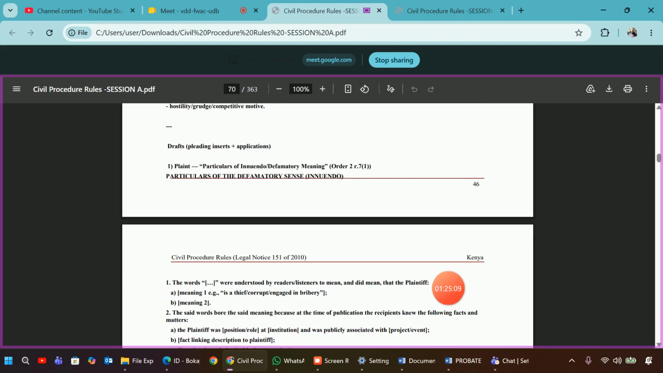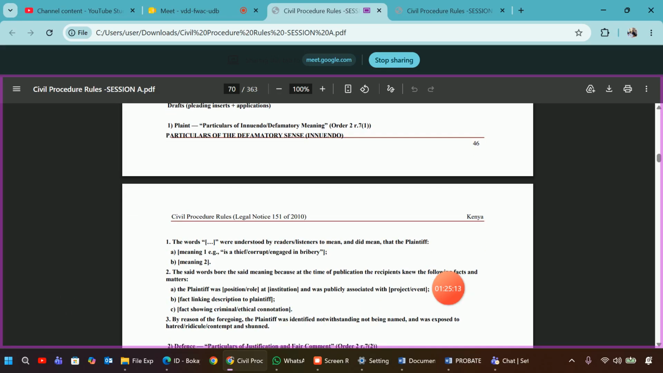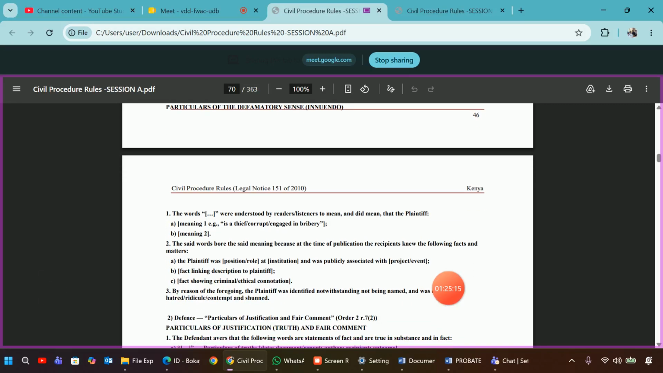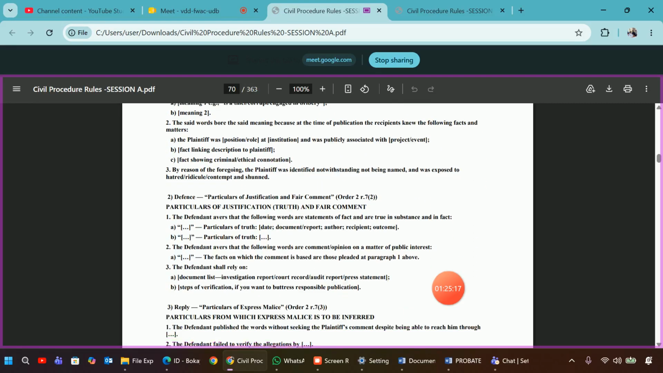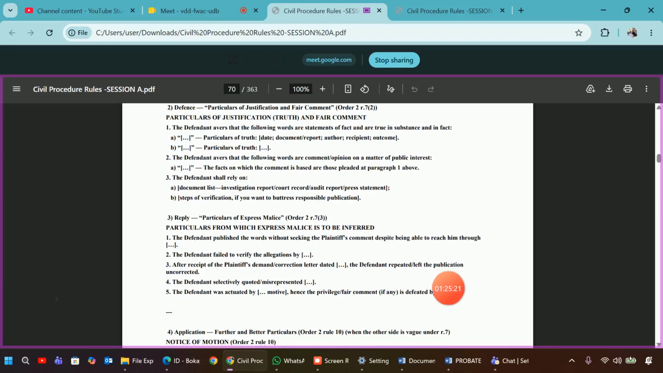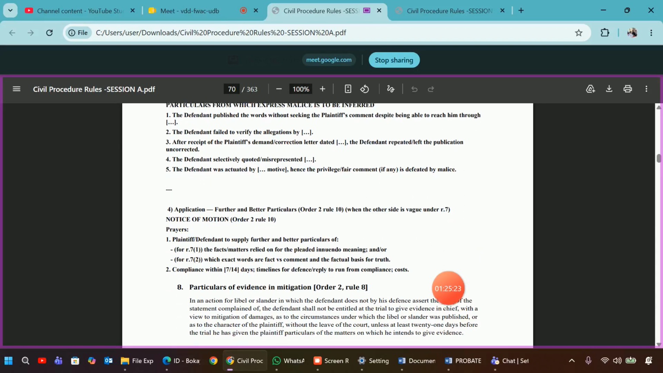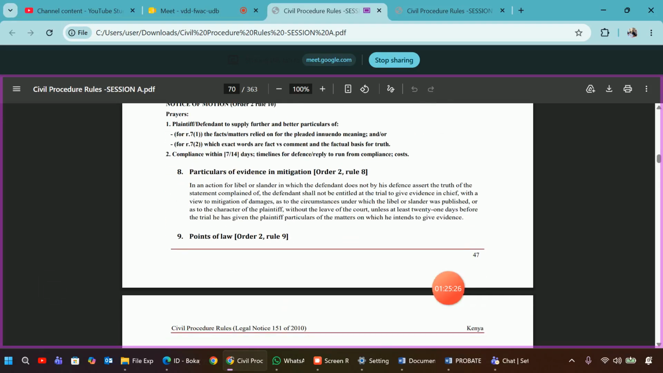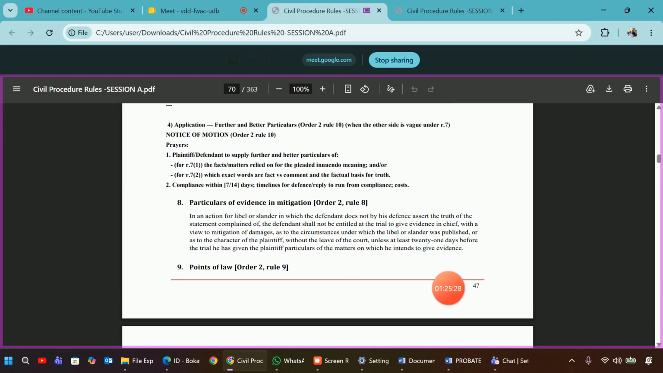So these are particulars of the defamatory innuendo statement. I will not delve into it because it is just guidance so that you can apply the same in your plaint to prevent it being struck out for want of non-particularity.